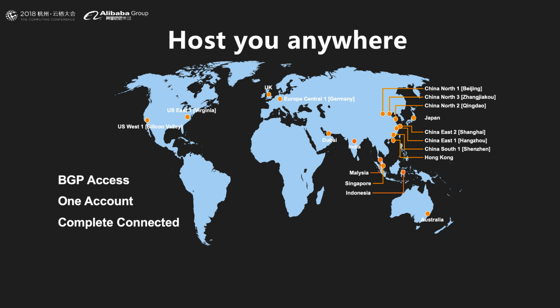Okay, so first, we talk about Alibaba Cloud. Actually, today Alibaba Cloud has 19 regions globally, and we can host your business anywhere. Like shown on the map, regions include US West, US East, two regions in Europe, the UK and Germany, and also we have regions in Dubai, India, Malaysia, Singapore, Indonesia, Australia, Japan, as well as 7 regions in China. So all the 19 regions are completely connected, and we provide BGP access on the infrastructure level and provide the customer with one account for all cloud resources globally. That means once you have an Alibaba Cloud account, you can purchase resources globally as well.